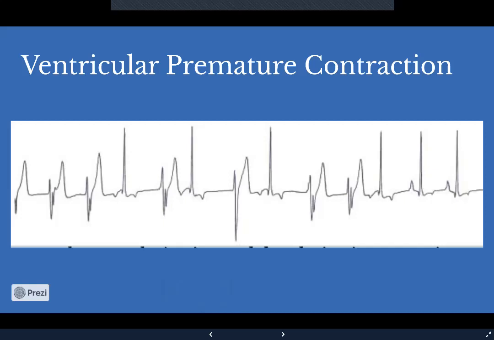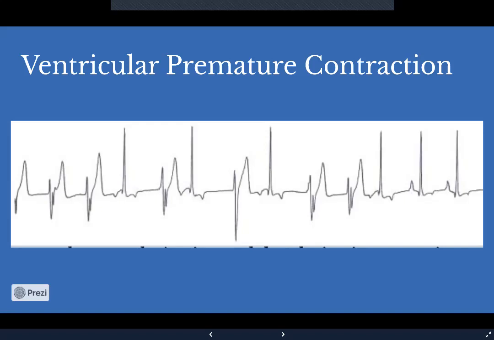We have to kind of let people know they don't all look the same, but these guys are wide and bizarre, right? They look wide and bizarre. There's no P wave. See here, this is a normal complex. There's a P wave there. And then the T wave there. There's no P wave there. And there's like no official T wave. So this is truly a VPC.